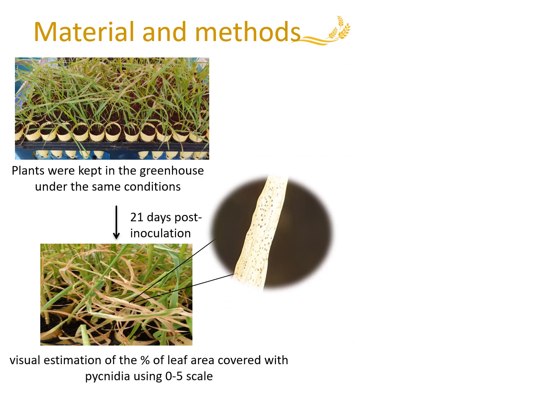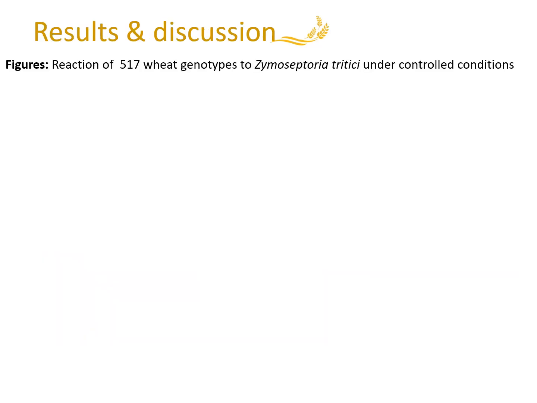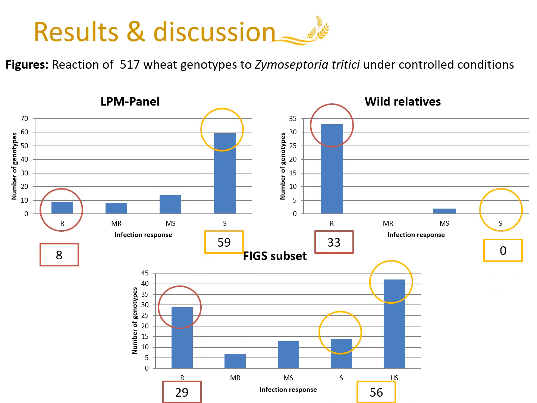After 21 days post-inoculation, wheat responses were evaluated by visual estimation using a 0 to 5 scale, where 0 is highly resistant and 5 highly susceptible. As results, among 517 wheat genotypes tested, 70 genotypes were found to be resistant and highly resistant. In contrast, 115 genotypes were susceptible.